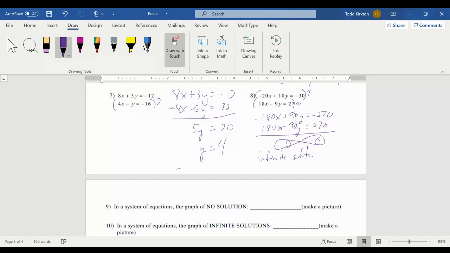If you got to here and they were not equal, the variables went away, it would be no solution. Okay, so infinite solutions, that means if you were to graph these both, they would both be the same line. No solution means you would have parallel lines. And there's some of that being asked for further on down here.